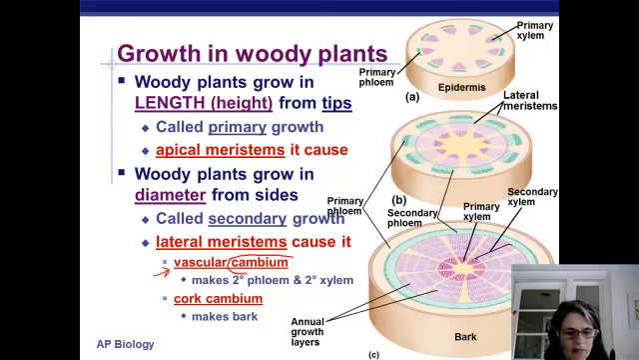Cambium is just talking about a type of meristem tissue that occurs around a tree as opposed to just at the tips. Vascular cambium, and there's another type called cork cambium. This type simply makes bark. This type makes phloem and xylem.